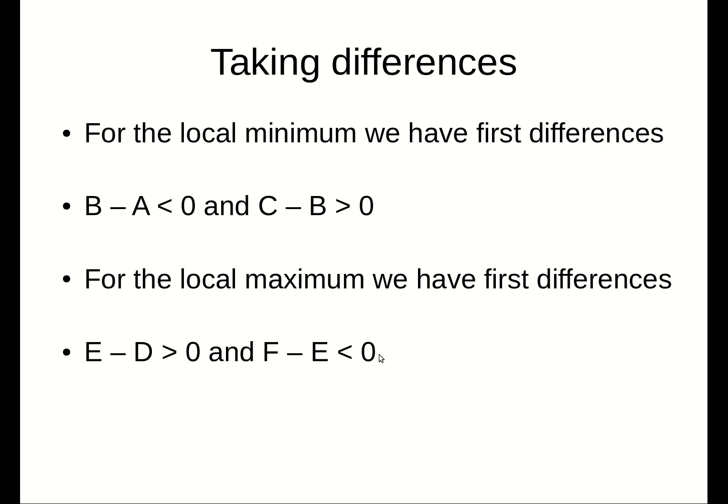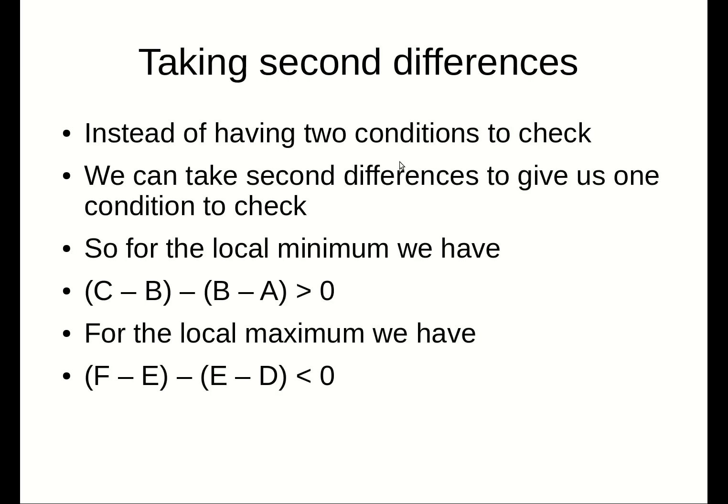We can simplify this by taking second differences. So, by taking second differences, we can reduce our two conditions to just one condition to check. So, for the local minimum second differences, we have C minus B, which is greater than 0, minus B minus A, which is smaller than 0. So, overall, that will be greater than 0. So we have just one condition.